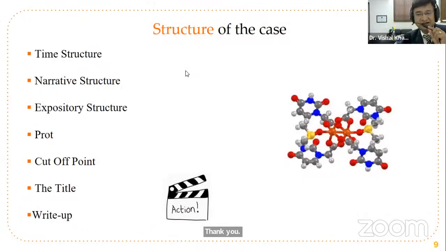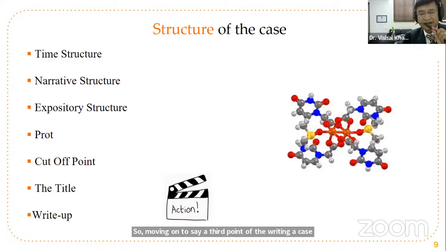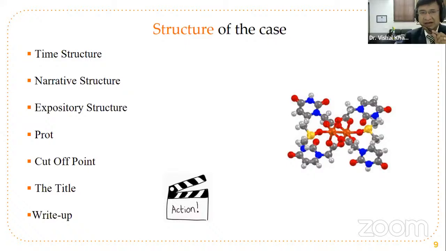So, moving on to the third point of writing a case: the structure of the case, that is called the anatomy of the case. When we talk about the structure of the case, it is very, very important. It is also subdivided into different parts. First is time structure, then narrative structure, expository structure, plot, cutoff point, the title, and write-up. Here we actually start writing the case.